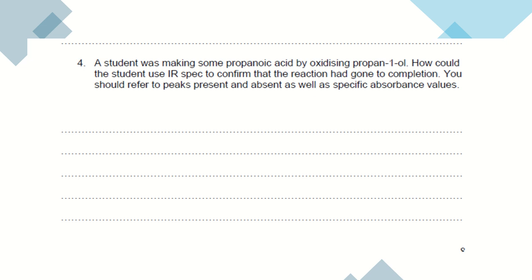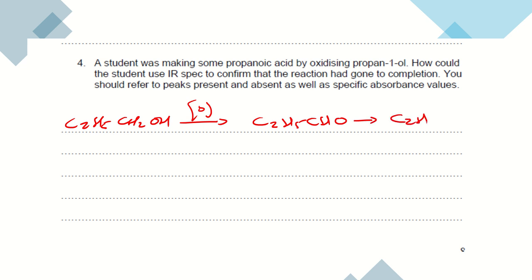Finally, a student is making some propanoic acid by oxidizing propanol. How could they confirm that the reaction is going to completion? So if we look at propanol, that is C2H5CH2OH. That will first get oxidized to C2H5CHO, which is propanal, and it will then get oxidized to C2H5COOH, which is your propanoic acid. So completion would be going to the carboxylic acid, and you've got to show that it's gone to completion.